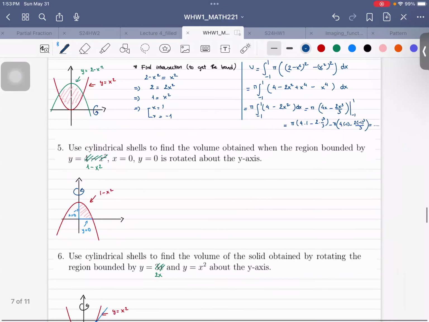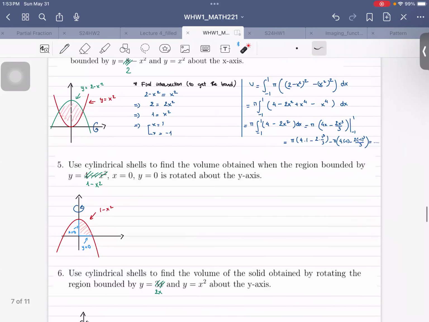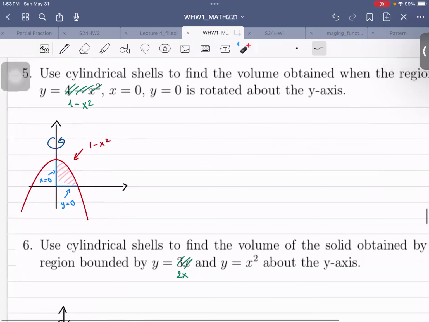Okay, next we go into the cylindrical shell method. Most of the time, we use the cylindrical shell method to find the volumes of something that is obtained by spinning some regions around the y-axis. Instead of solving the original questions, I'm solving the question where the curve is 1 minus x squared. So this is the curve 1 minus x squared.